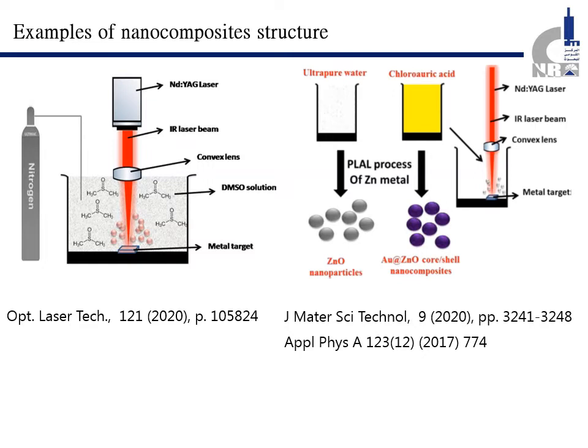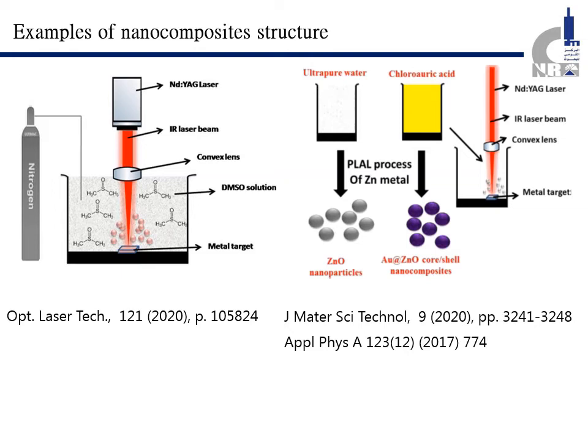The last example was related to making an ablation of a zinc pellet immersed in ultra pure water to produce zinc oxide nanoparticles simply. But once we change the ultra pure water to chloroauric acid, represented as a gold precursor solution, at this time we can produce a gold zinc oxide core shell nanocomposite structure.